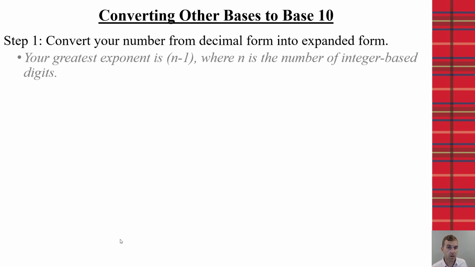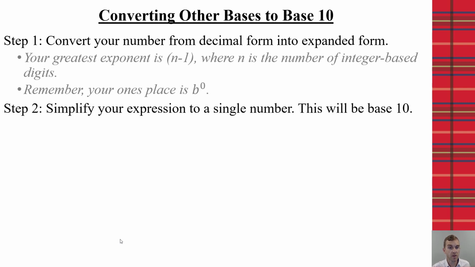Your greatest exponent is always n minus 1, if n is the number of integer base digits in the number. Also remember, you need the ones place, which is b to the 0. That relates to n minus 1 being your greatest power. Once we have it written in expanded form, we can simplify that expression, and that simplified number will be in base 10. So let's take what we had before, 1,236 in base 7, and convert that back to base 10.